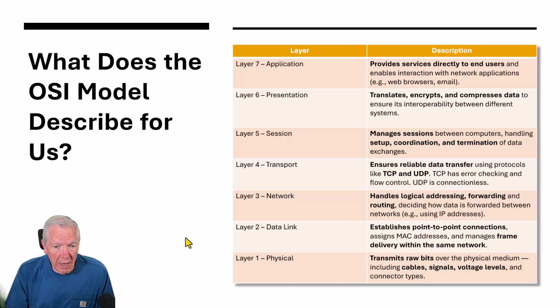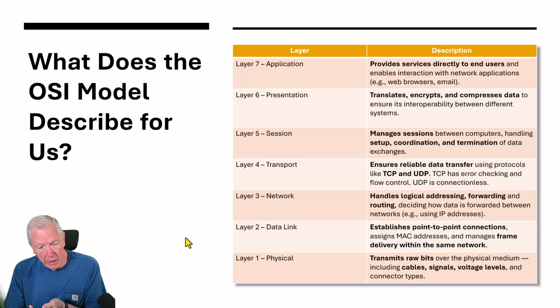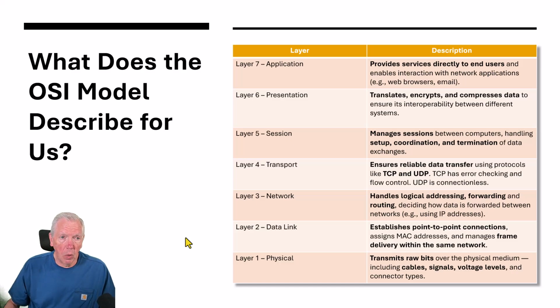And then we have layer 1. Layer 1 is the physical layer. This is the actual way that we get the signals across the wire, whether it's by cables or voltage levels or signals or other connector types. This is layer 1.